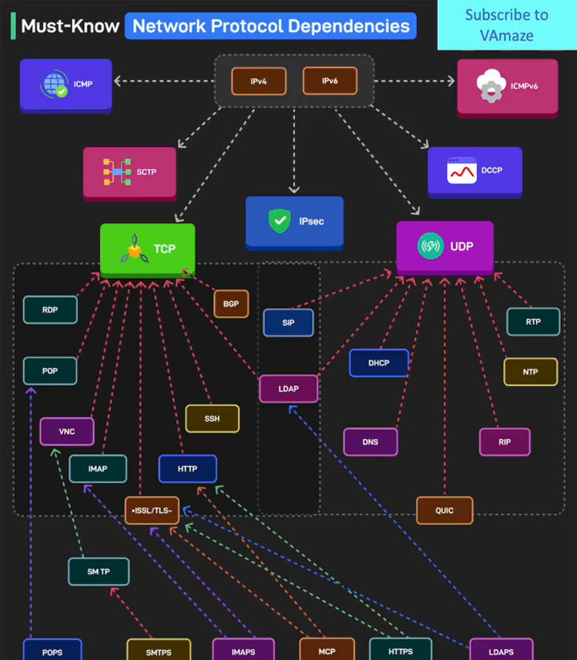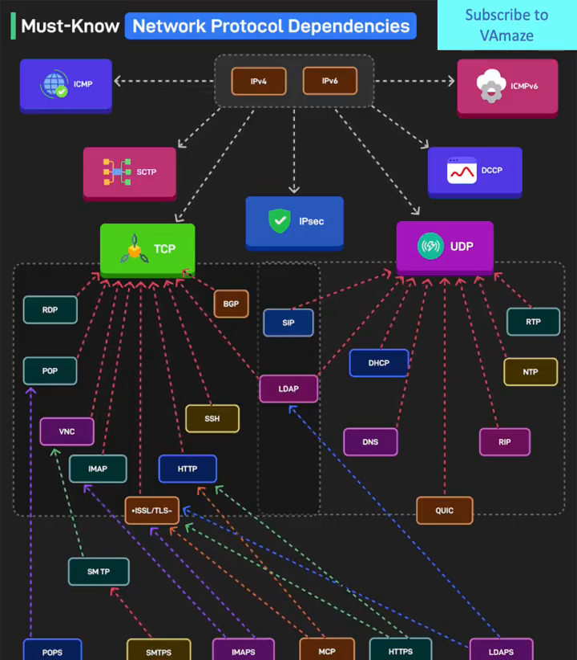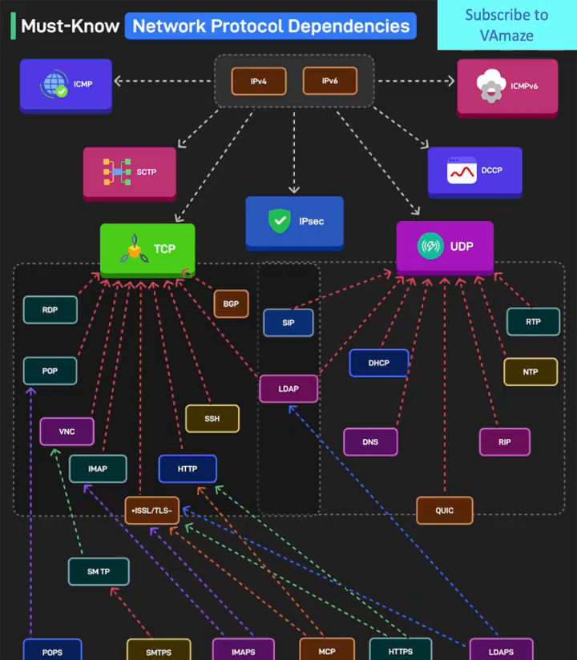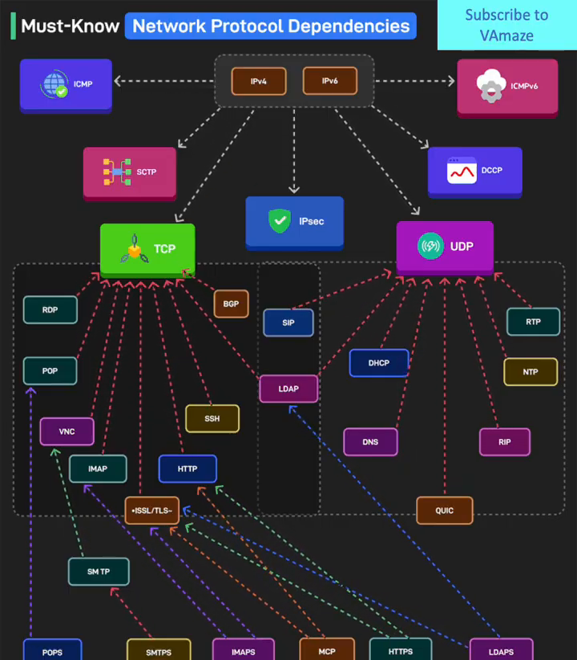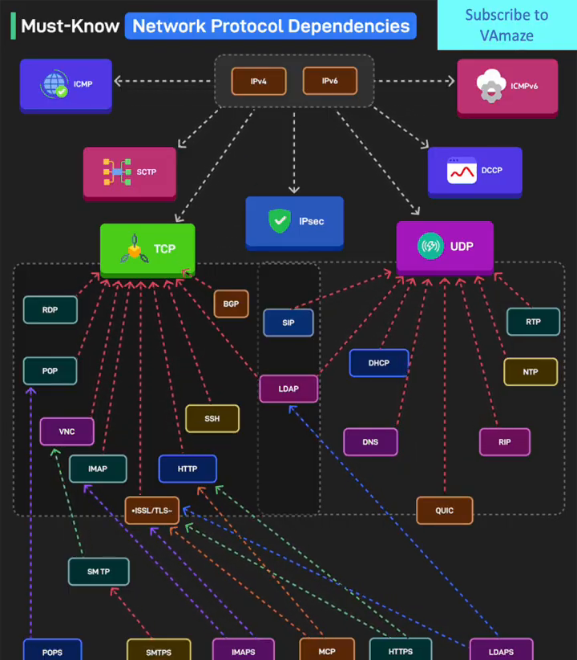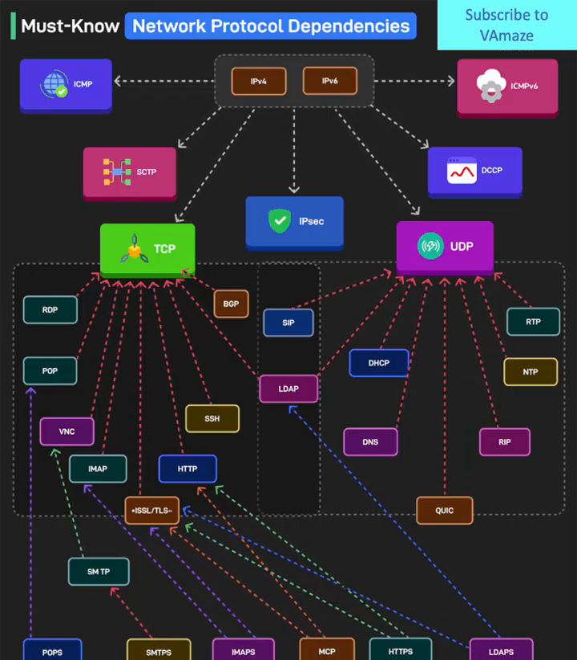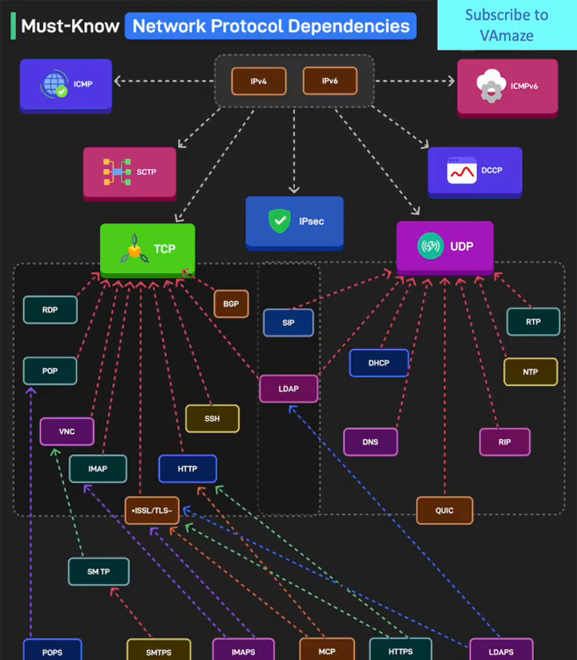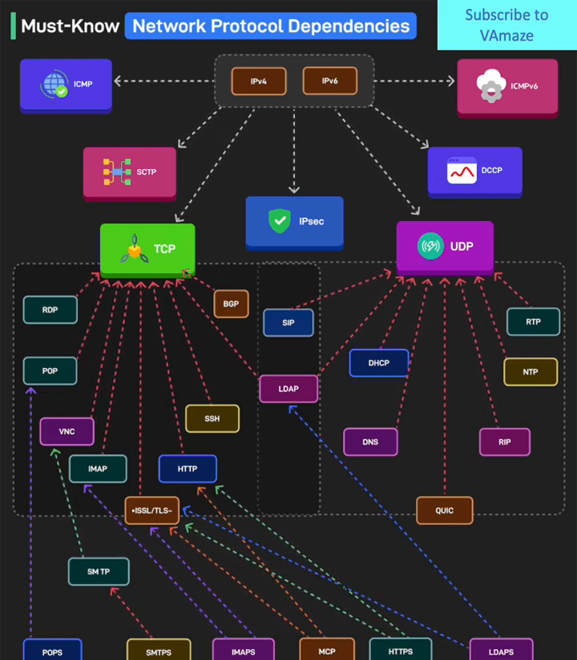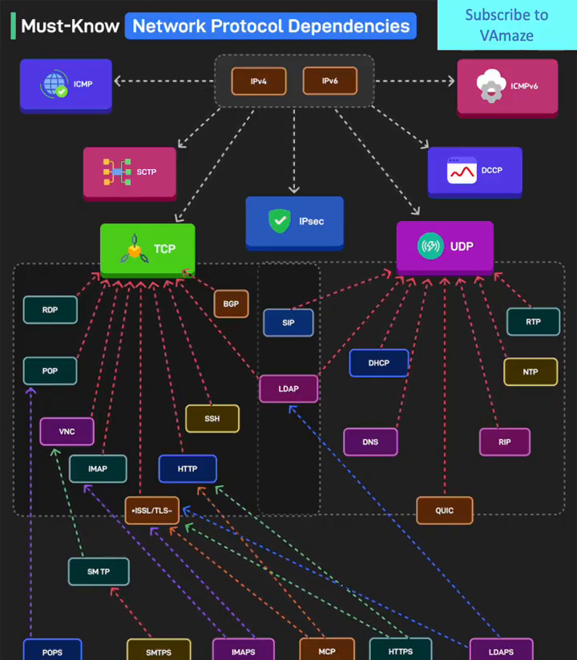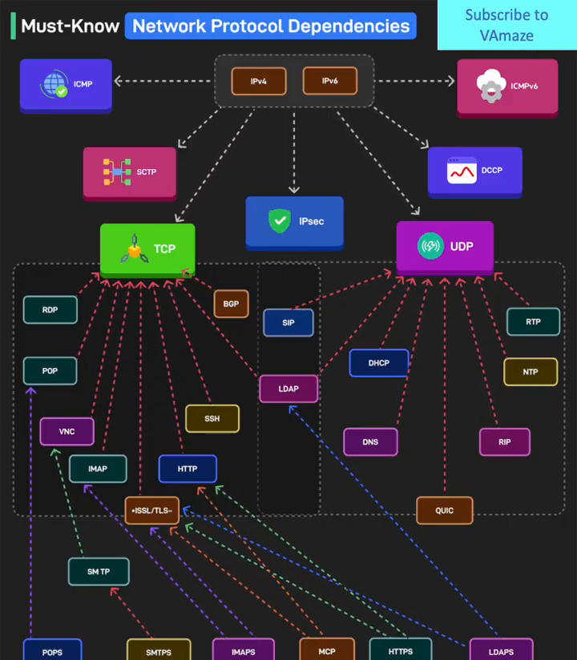TCP-based applications. All of these services depend on TCP's reliability and connection-oriented behavior. You'll see them grouped together in the left dashed box underneath TCP: HTTP, the foundation of the web, and all secure variants like HTTPS, which layer on SSL/TLS; SMTP for email, and its secure flavor SMTPS, SMTP over TLS; IMAP for mail retrieval, both plain IMAP and IMAPS, IMAP over SSL/TLS; POP3 for simple mail access, both plain POP3 and POP3S, POP3 over SSL/TLS.